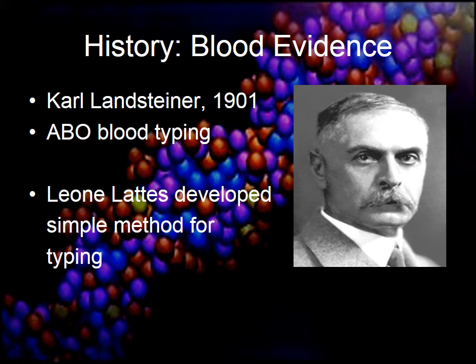ABO blood typing was invented in the very early 1900s by Carl Landsteiner, and ABO blood typing actually is used still today for a variety of reasons, obviously, for people who need surgical blood transfusions and things of that nature, but it is also helpful in science too. It is much easier to perform a blood test than it is to perform a DNA test. Leon Lattice actually simplified this.